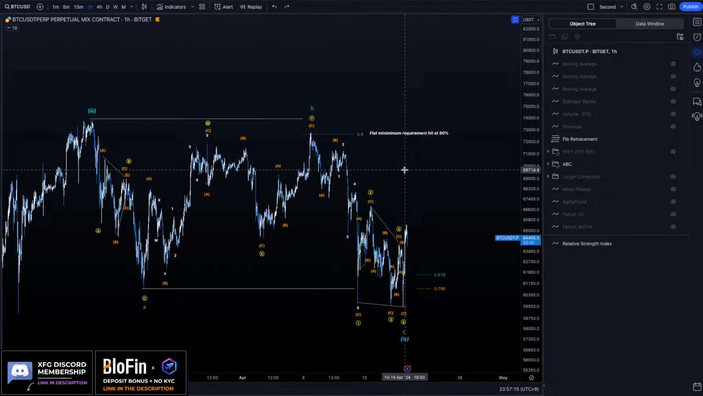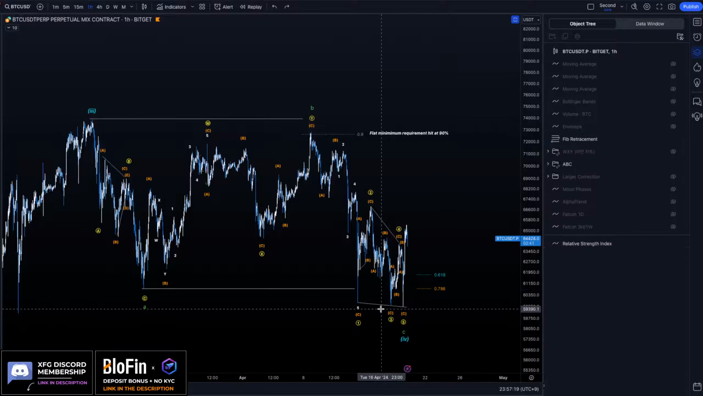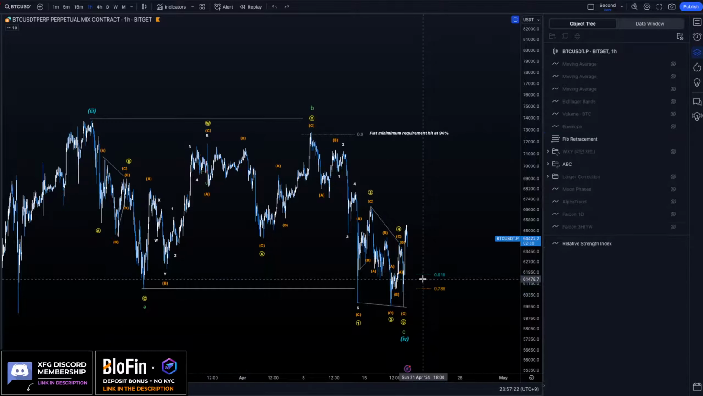So that is how I currently see this whole move. I do not want to see us trading below the 786, and if that is the case, that would be too late for a short in my opinion. But there are ways we can see this from a bearish perspective. Now let's get on to the bearish scenario.